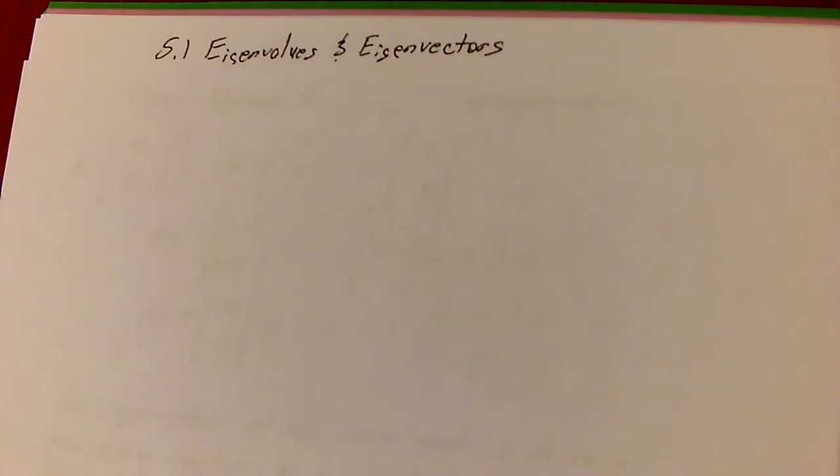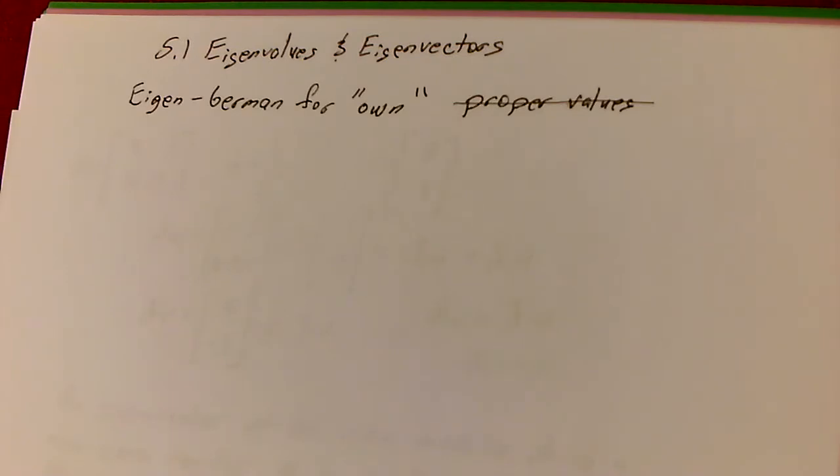Now, eigenvector and eigenvalue is a strange kind of word. So the question comes up, where does eigen come from? Well, eigen is German for own. You notice I have proper values marked out there. We also used to use the term proper values. When I say we used to, I don't mean me. That's going way back in the history of mathematics when they would use that term.